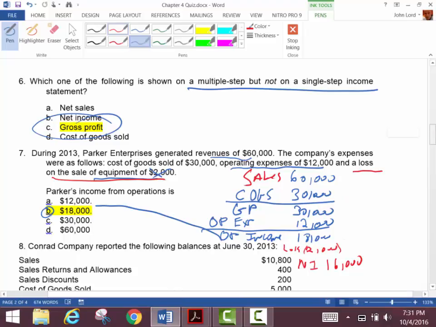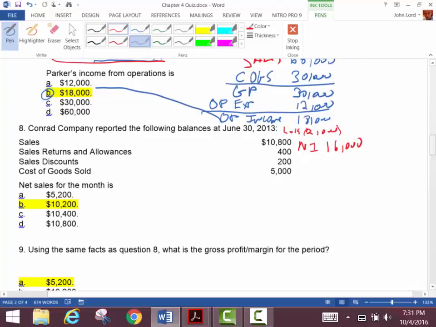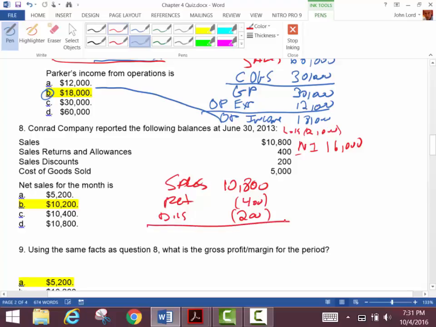Okay, good. Come down. What is my net sales for the month? Well, I have sales of 10,800. What do you want me to take off here? Okay, I'm going to take the returns off. That's 400. Good. And the discounts. Good. That's what, 200? Anything else need to come off here? No. So what is it? 10,200 is my what? Net sales.